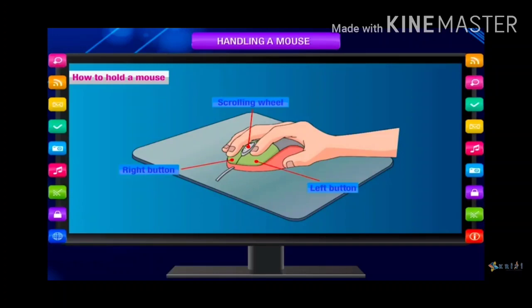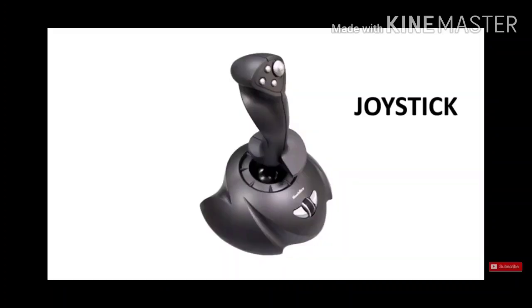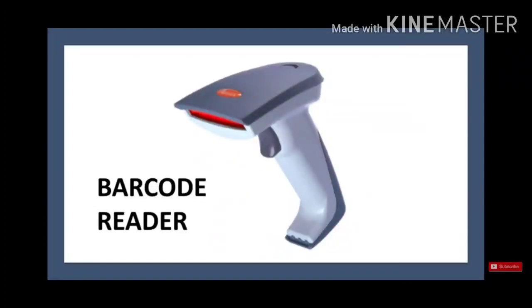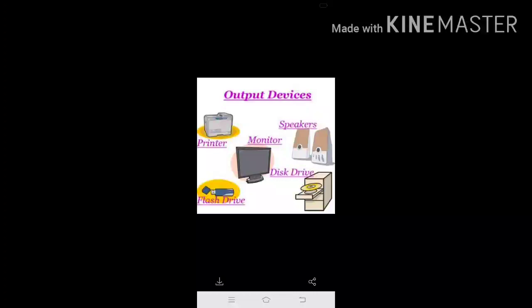How to hold the mouse? As you see on the screen, your index finger should be on the left button and your middle finger should be on the right button. Left click, double click, right click, drag and drop, and scrolling. These are the actions of a mouse. These are two input devices. There are many other input devices: joystick, barcode reader. Next is microphone. These all come under input devices.